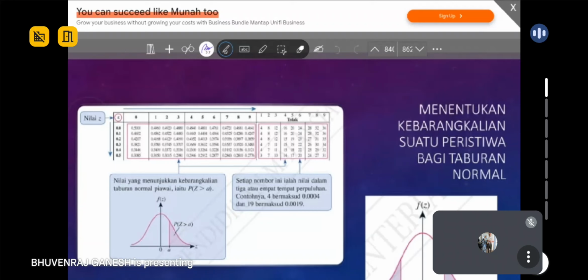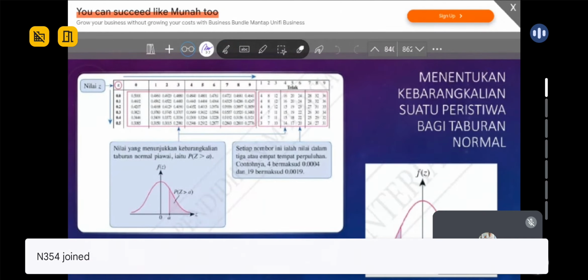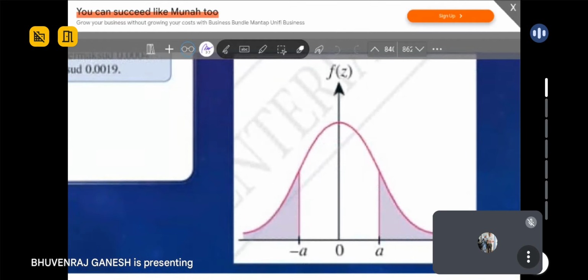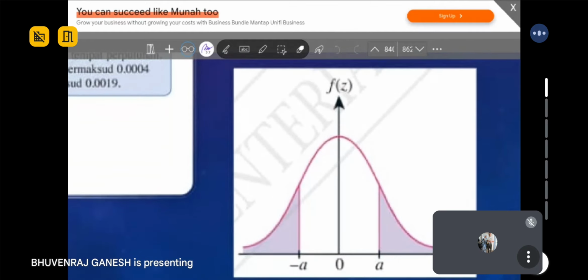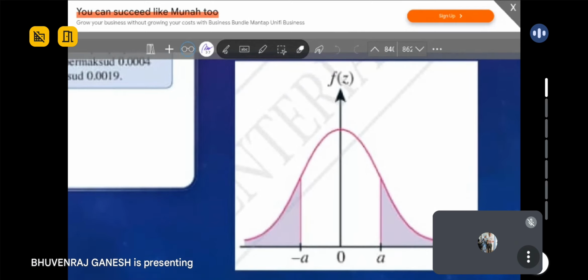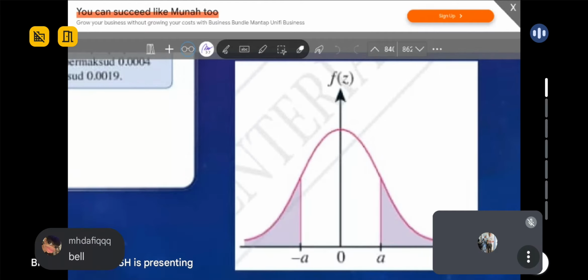Okay, so today we will start on the normal chapter. Okay, taburan normal. Okay, guys, first of all, you must know this is your normal graph, of course. Okay, ini adalah graf taburan normal kamu. Okay, so apa bentuk ni guys? Siapa tahu? What is the name of the shape of this kind of graph? Anyone? Bell shape. Very good. Okay, dalam BM bentuk loceng. Okay, bell shape curve. Very good.